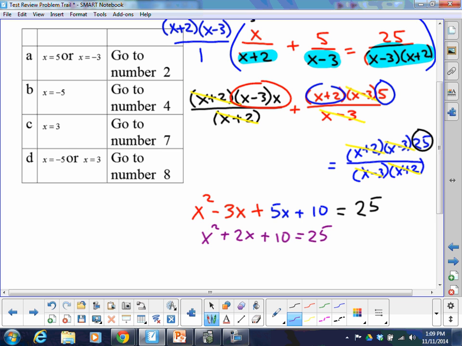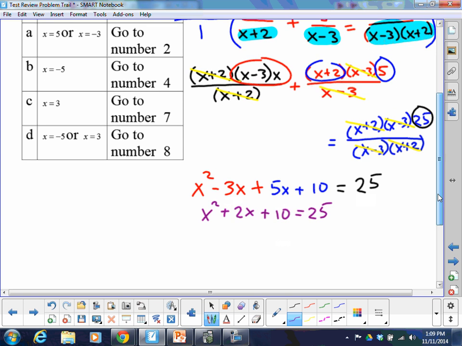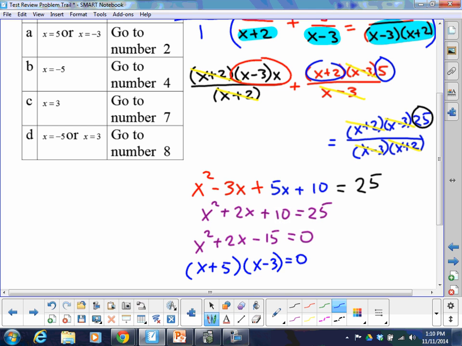And since it's quadratic, we're going to set it equal to 0 and use one of our methods. So you subtract the 25 over. x squared plus 2x, that'd be a minus 15 then, equaling 0. And this one appears to be factorable. If you don't want to use the quadratic formula, I think we can go x plus 5 times x minus 3. And we'll get two potential answers. Okay, x could either be negative 5 or x could be 3. And it looks like that was one of our options, doesn't it?